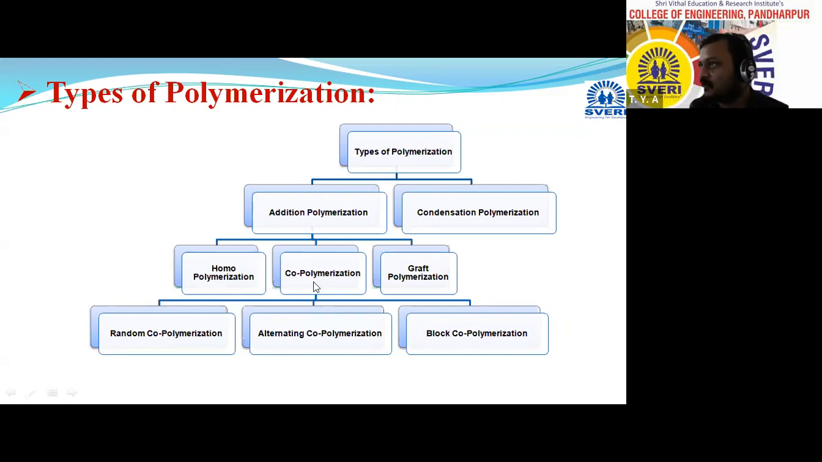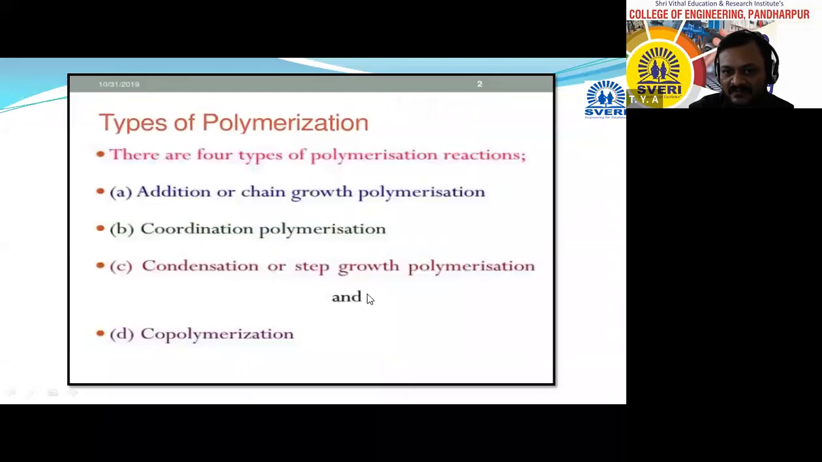Now in copolymerization, what will happen? In copolymerization, two different monomers will be stitched together. Suppose A is one monomer and B is the second monomer. Then an AB polymer will be formed. That is your copolymerization. Two different monomers will be stitched together. I will show you the diagrams for that.